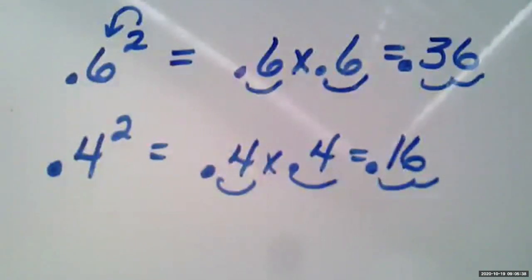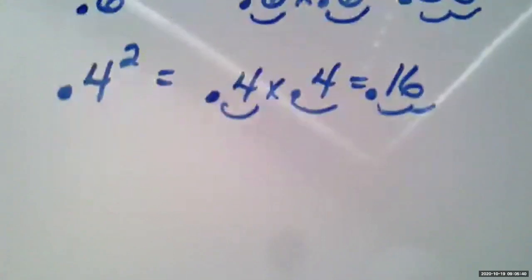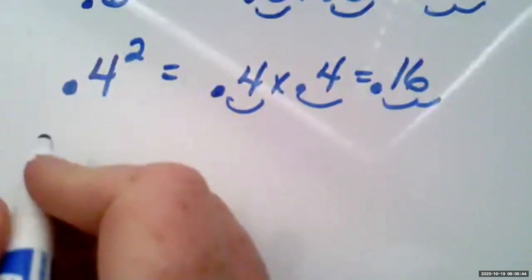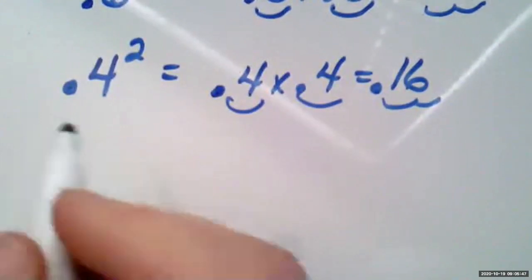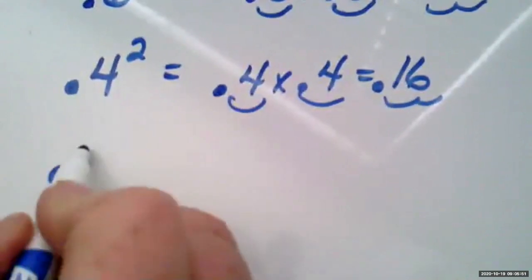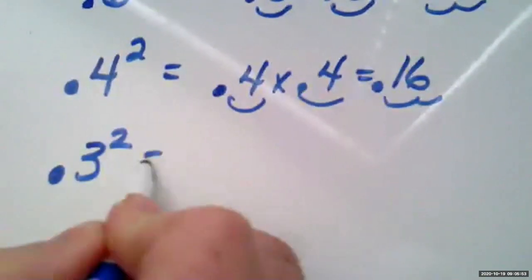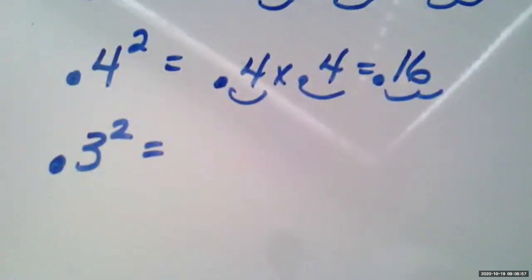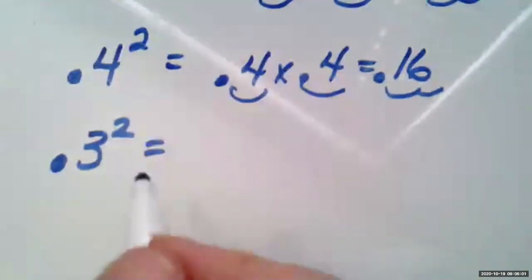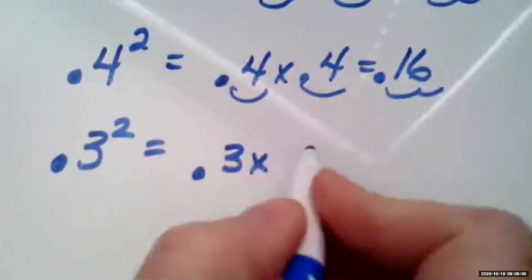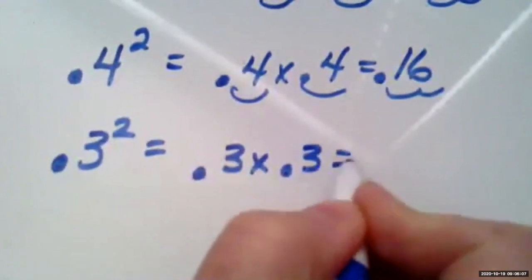Very good. All right, let's do a couple more just to make sure you really got this. Now you're getting the hang of it. Okay. How about, I'm going to make it a little different. 0.3 to the second power. Now this is all about decimal placement. Be careful. That means you have 0.3 times 0.3.